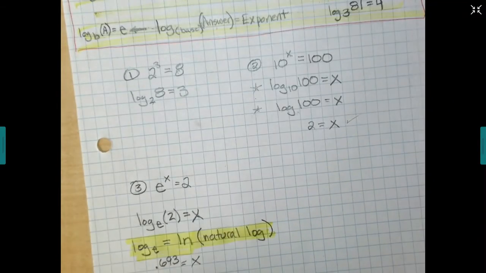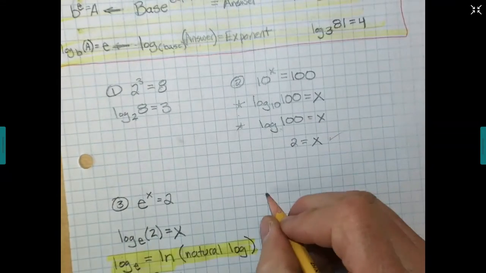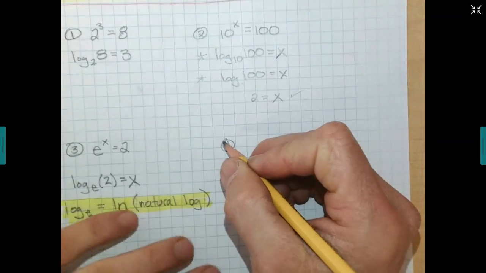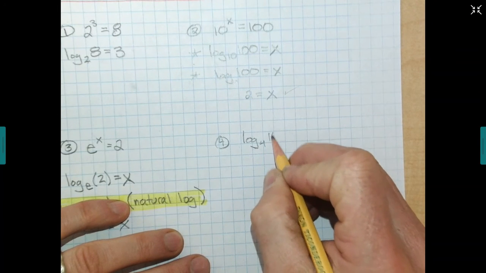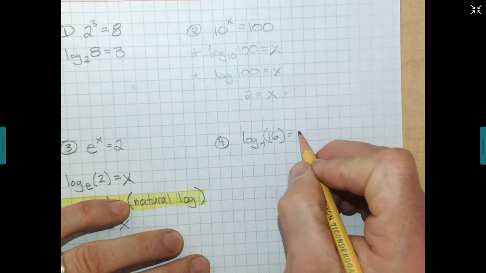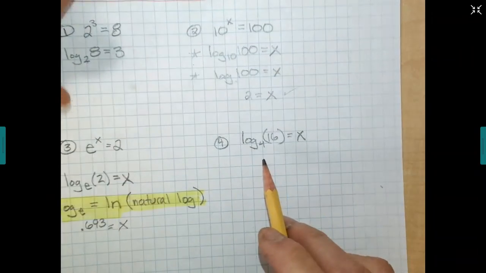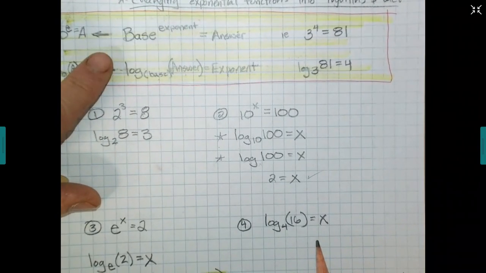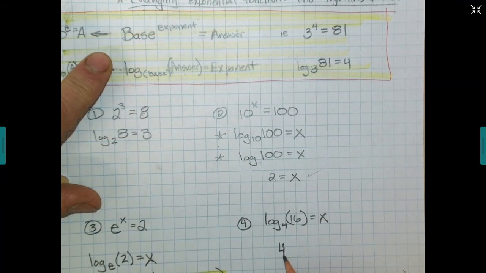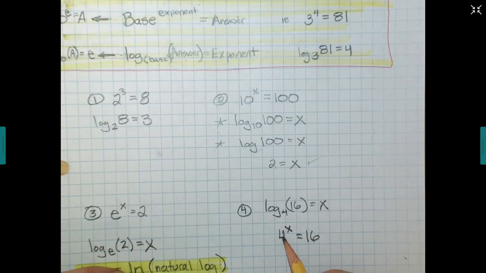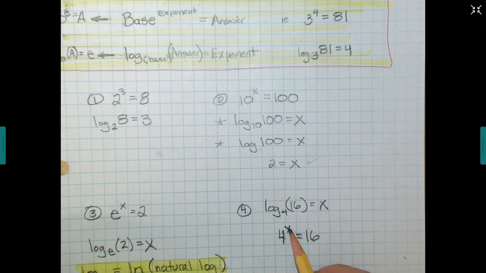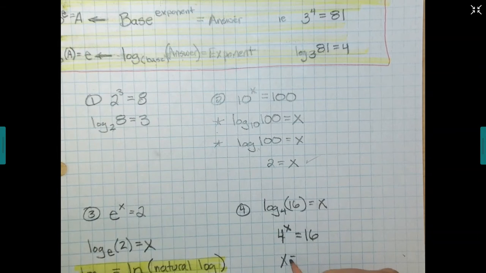Okay, let's move on. Example number 4. Let's go the other way. Log 4 of 16 equals x. Well, let's move this around. We have our base 4, we have our exponent x, and 4 to the x equals 16. How many times do I multiply 4 by itself to get 16? Twice, so 4 squared. So x equals 2.